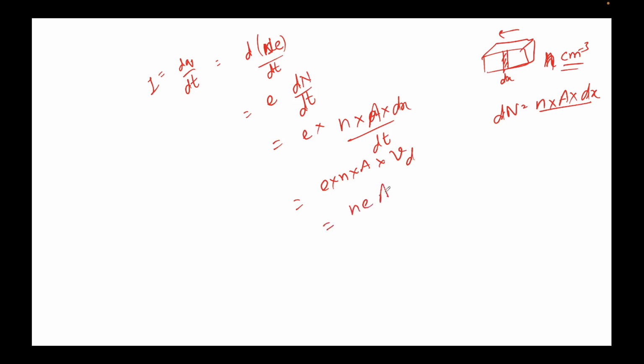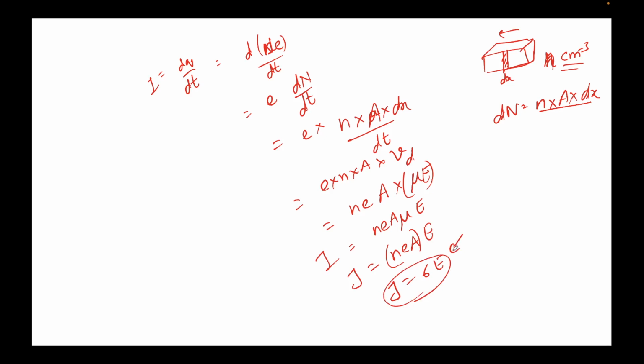Can somebody tell me the formula for velocity in terms of mobility? It's mu E, mobility times electric field. So this comes out to be n e A mu into E. This is I. I'll take the area across here, so it comes out to be J equals n e mu E. What is this law called? Ohm's law. Very good. So conductivity comes out to be n e mu.